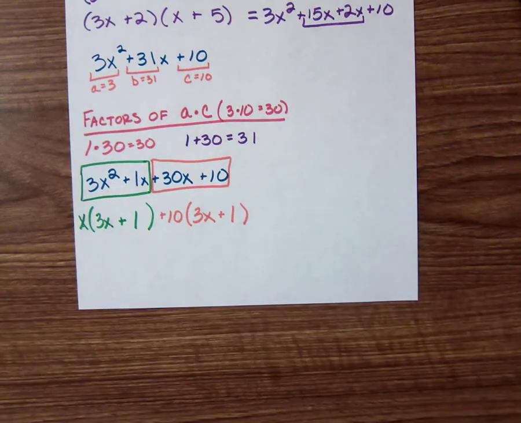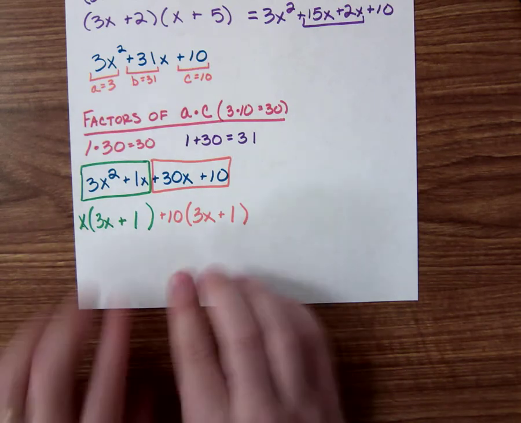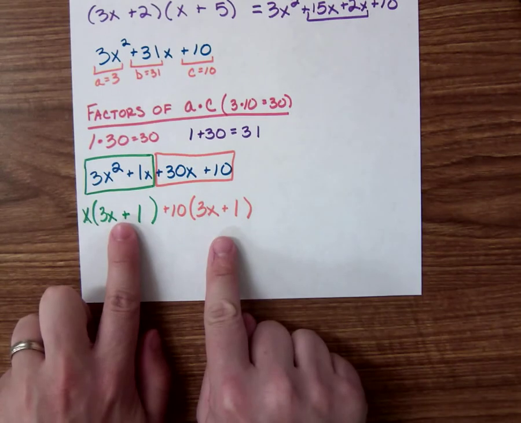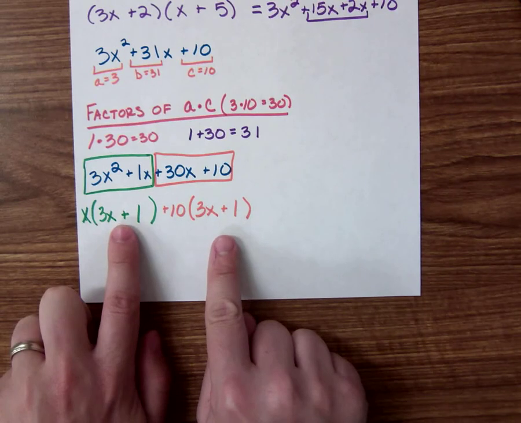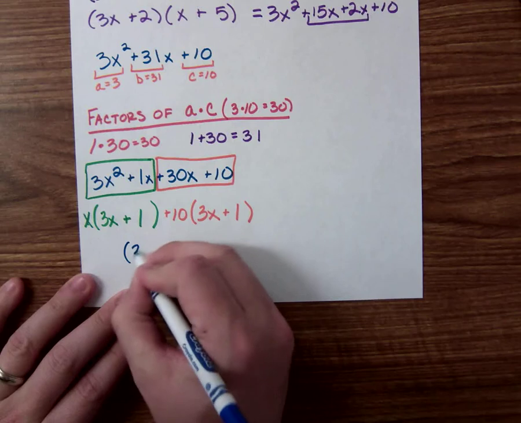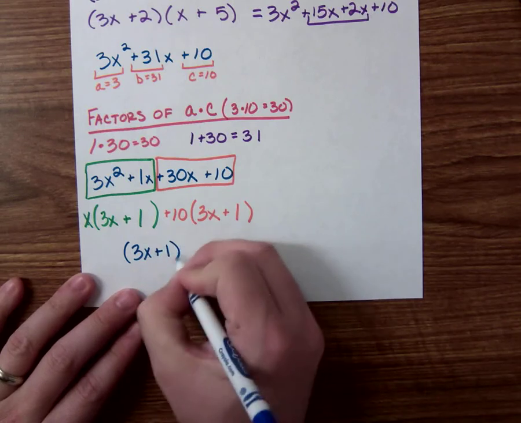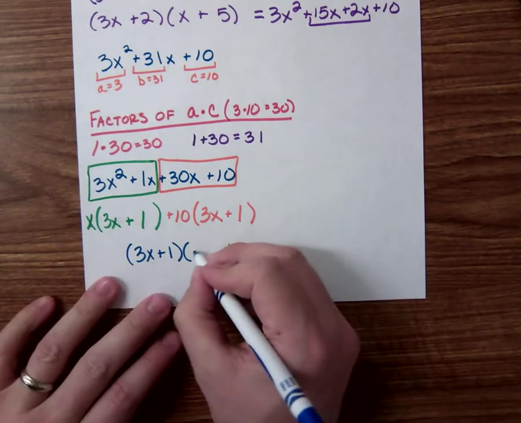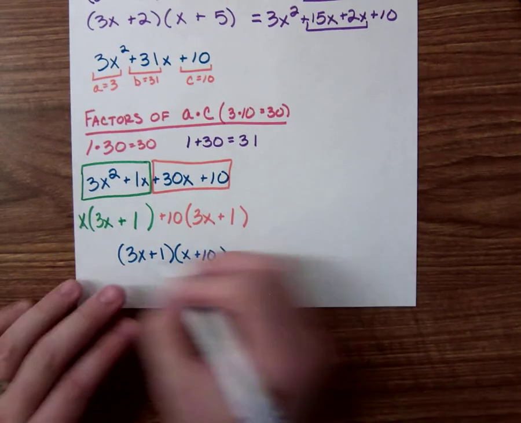That should look pretty familiar to you. When we did factoring by grouping last time, we ended up with two terms that had the same parentheses in each. So do you remember how to put this together to get our final answer? 3x plus 1 goes on the outside. 3x plus 1 on the outside of parentheses. And then x plus 10. And x plus 10 on the inside. Factoring by grouping, son.